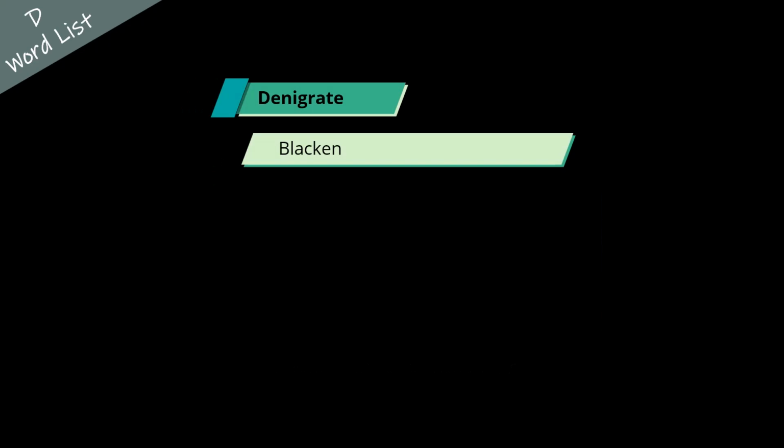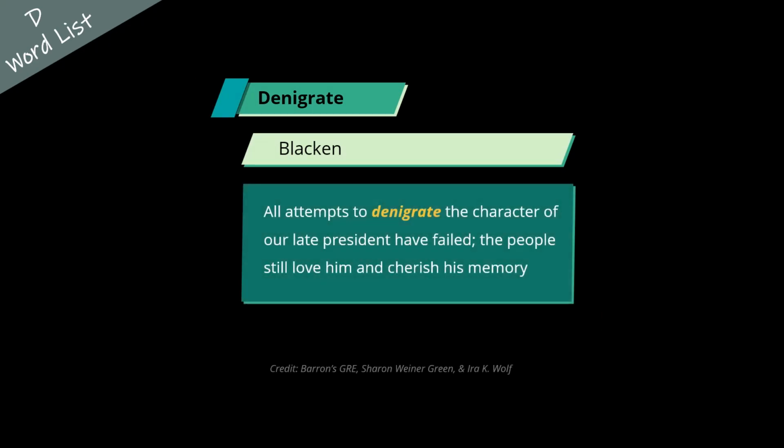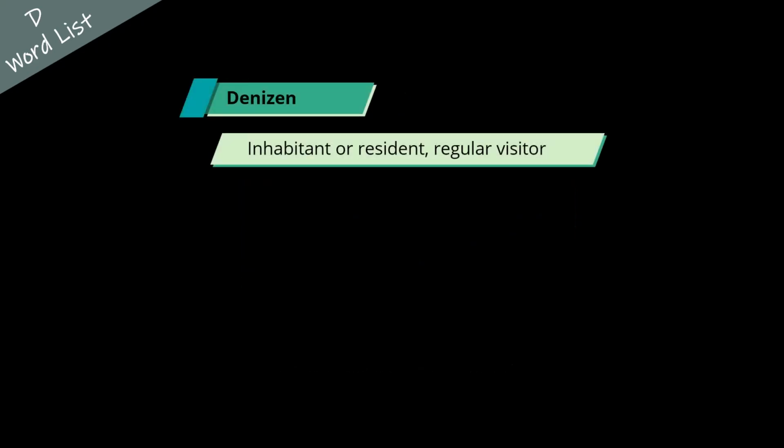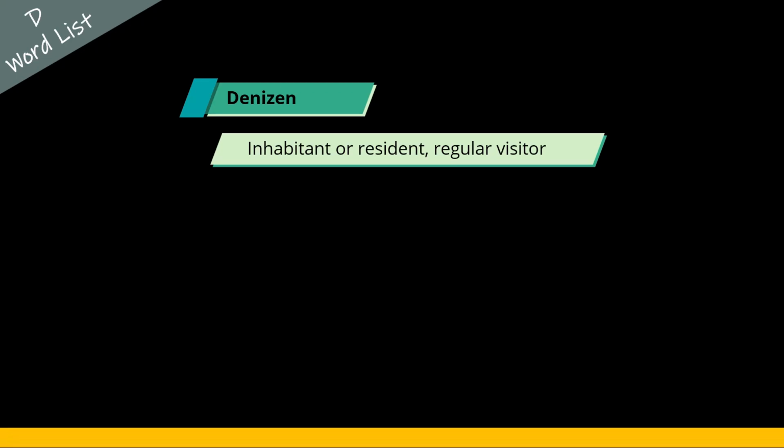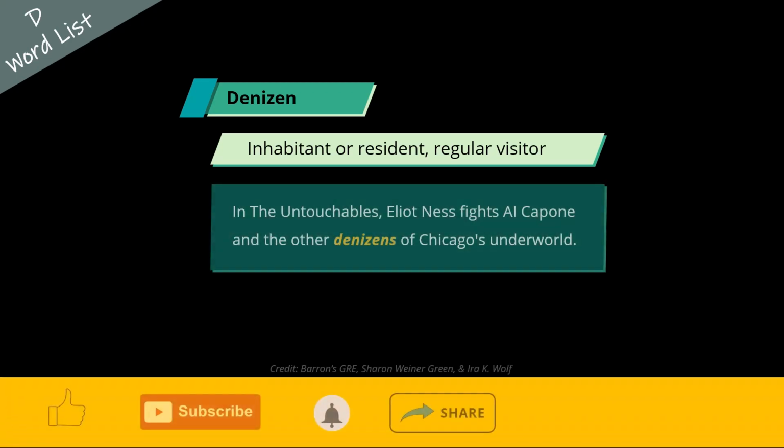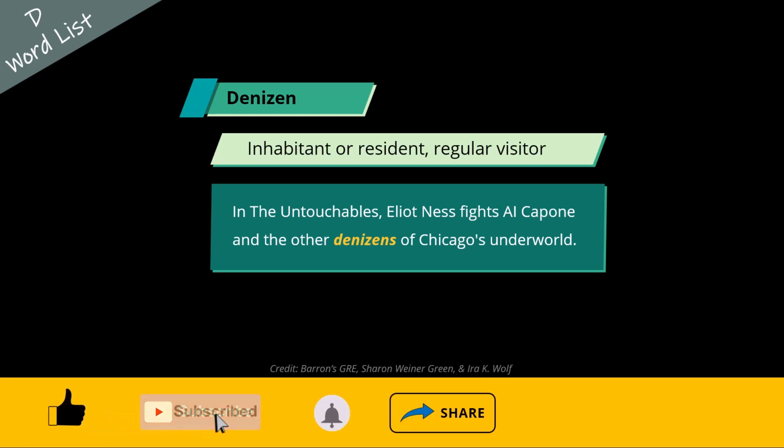Denigrate means blacken. For example, all attempts to denigrate the character of our late president have failed. The people still love him and cherish his memory. Denizen means inhabitant or resident, regular visitor. For example, in The Untouchables, Elliot Ness fights Al Capone and the other denizens of Chicago's underworld.